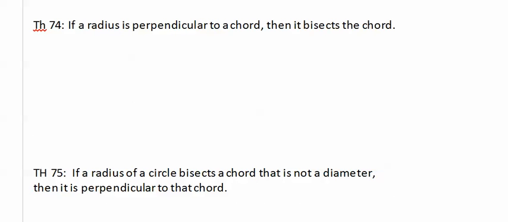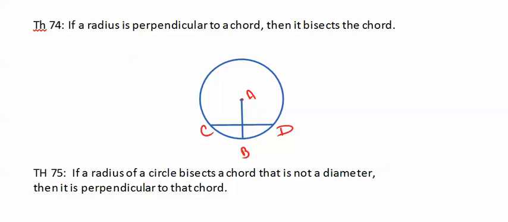Now we'll talk about some theorems having to do with chords and radii of circles. Theorem 74 states, if a radius is perpendicular to a chord, then it bisects the chord. So in this case, in circle A, the radius is AB and the chord is CD, and if we're given that AB is perpendicular to CD, then we automatically can conclude that CD is bisected by AB, and that CE is congruent to DE.